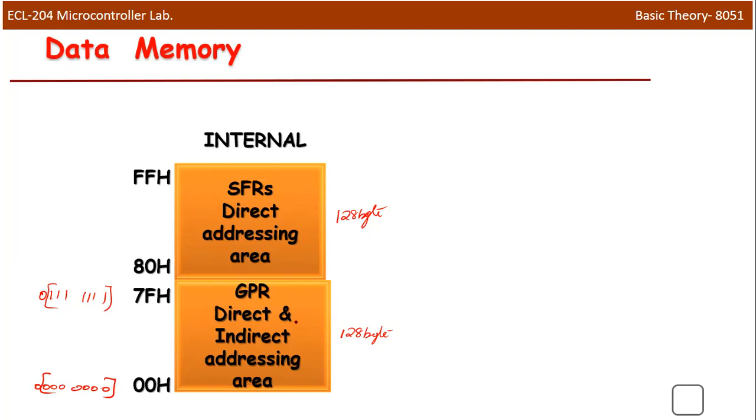Okay, but the lower area you can address by using direct and indirect. This is about the addressing modes, so that you will discuss in theory. Anyway, you should remember this point. The indirect addressing is not possible in 80H to FFH. Okay, and this is one possibility.